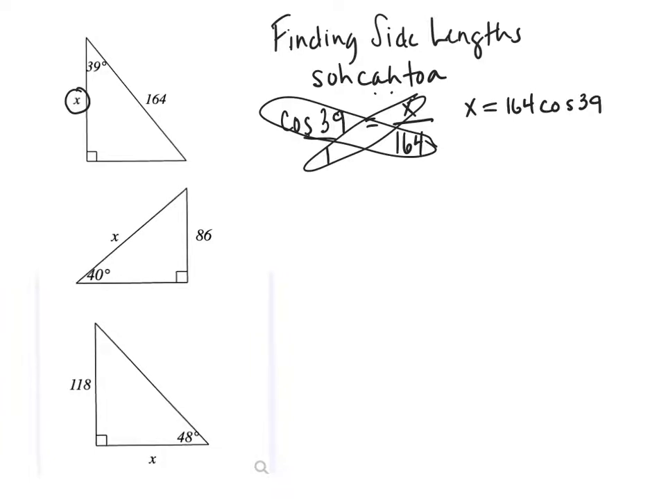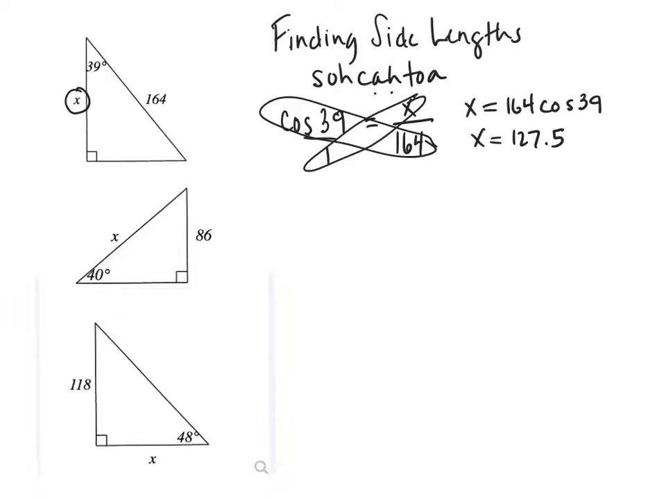So on my calculator, 164 times the cosine of 39 degrees is, to the tenth, 127.5. So x would be 127.5.